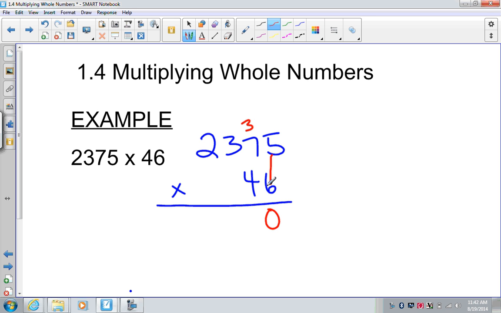Now I have to multiply the 6 to the 7. 6 times 7 is 42, and I have to add the 3 that I carried, so that becomes 45. So I write down my 5 and carry my 4. Now I multiply the 6 times the 3. 6 times 3 is 18, and I'm going to add on that 4, and that's 22. Write down my 2, carry a 2. Lastly, 6 times 2 is 12, and I add 2 and I get 14.